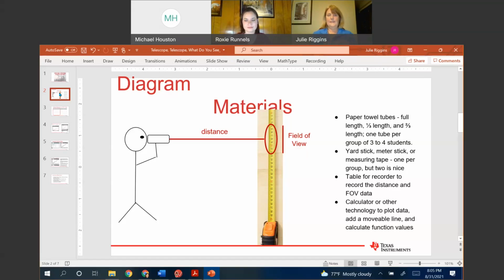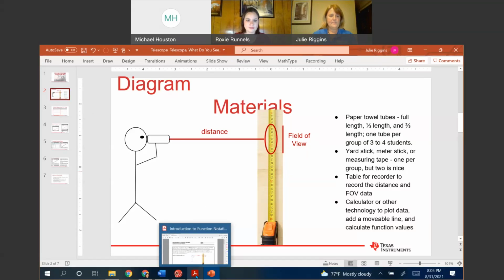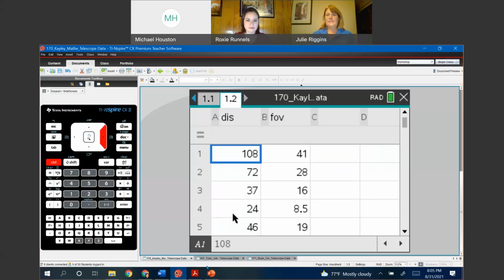For my students, I also demonstrate this one time. I get one group of students up at the front of the classroom and actually do this, you know, show them how to collect the data. All right, so let's see. So here is a group's data.